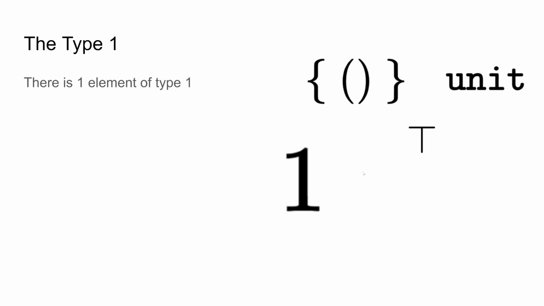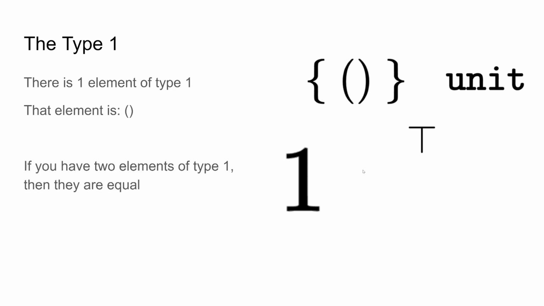Now the type 1 is also pretty simple. It can be referred to as the singleton, or as a unit, or as top, but we will be calling it 1. Noticeably, there's exactly one element of the type 1. We call this element unit, and we will represent it with the open and closed parentheses next to each other. If we have two elements of type 1, because there is only one, then that means that these two elements need to be equal, and they are both equal to unit.